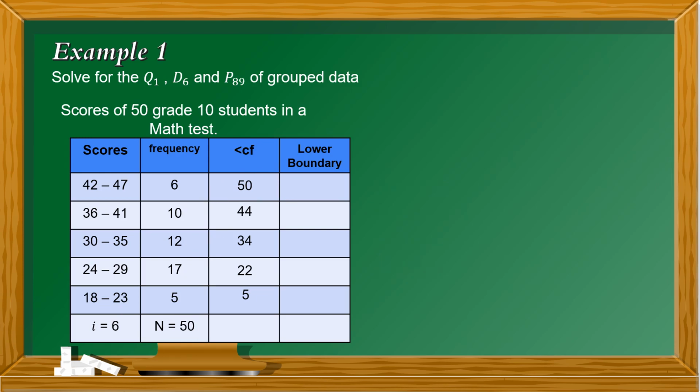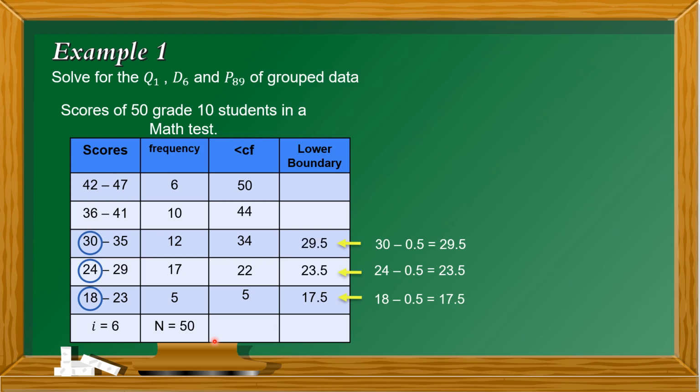Para naman sa lower boundary, magsusubtract lang tayo ng 0.5 sa ating lower limit. 18 minus 0.5 is 17.5. 24 minus 0.5 is 23.5. 30 minus 0.5 is 29.5. 36 minus 0.5 is 35.5. And 42 minus 0.5 is 41.5.